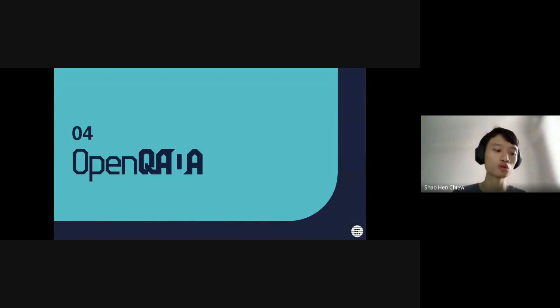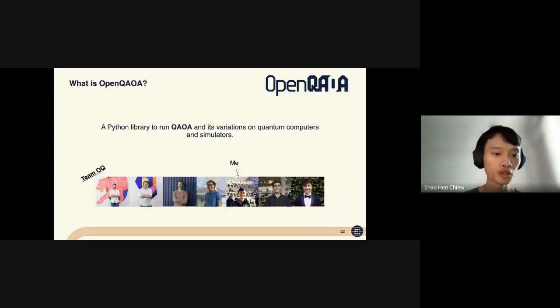So with that, I can move on to the last part of the presentation, where I briefly describe how OpenQAOA can be applied to run these QAOA circuits. So what is OpenQAOA? It's a Python library that we built at Tropica Labs that allows you to run QAOA and its variations on different quantum computers and simulators. And the emphasis is on being able to do this very efficiently and simply. For example, these are some pictures of the team members, the core developers of the library.